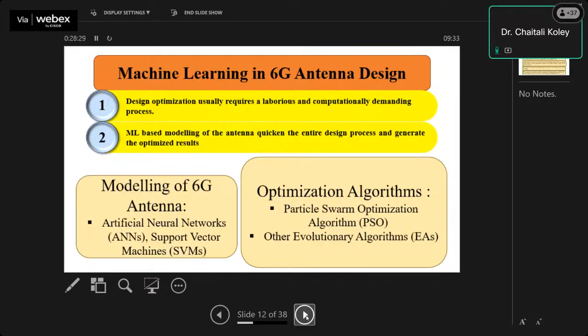So mainly what we are dealing with, we are using machine learning in 6G antenna design to simplify the design and to get the optimal result, or to get the optimal antenna characteristic values after applying the machine learning algorithm. But for that reason we need a large number of data, right? So in antenna design, mainly in terms of modeling the 6G antenna, we are using artificial neural networks, and for the optimization algorithm we may use particle swarm optimization and other evolutionary algorithms.